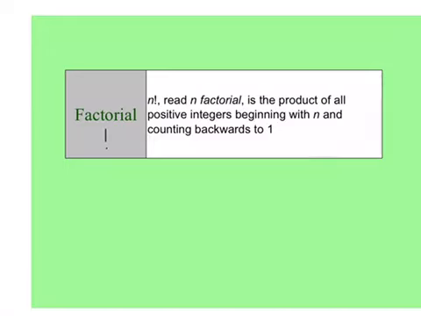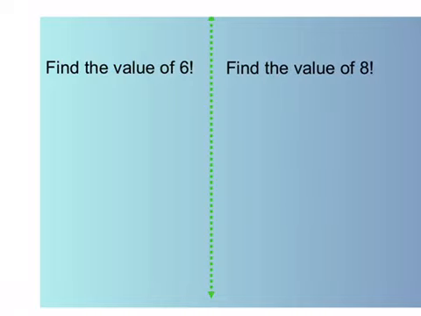So basically what that means, it is the product. Remember, product just means multiplication. So we multiply all of the positive integers beginning with the N, counting backwards all the way down to 1. So if we were finding the value of 6 factorial, we would begin with 6 and multiply all the way down to 1. So we'd have 5 times 4 times 3 times 2 times 1. If you plug all of that into your calculator, you would get 720.